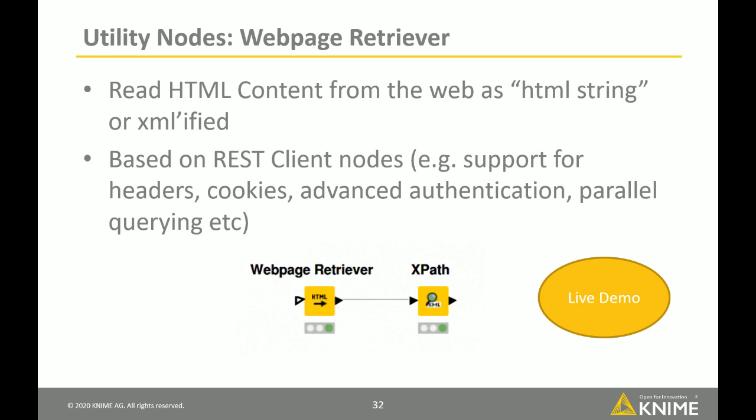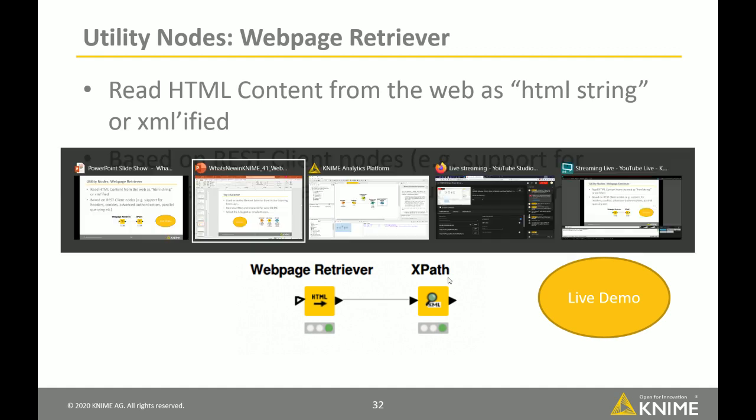So this is a node that's going to let you read HTML content from the web, either as just a giant string of HTML, basically, or in an XML format. It's based on our existing REST nodes, so if you're already used to using the GET request, PUT request, POST request nodes, the interface will seem similar to you in that it allows support for headers, for authentication, for what you do with cookies, things like that. It'll feel similar. It's basically just going to allow you to pull stuff from the web so that you can do some downstream processing with it. So let's see how the new file handling and the new web page retriever works.